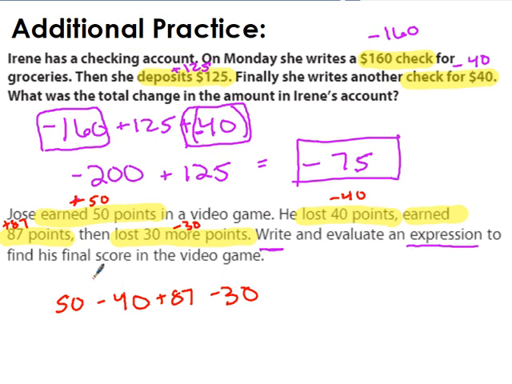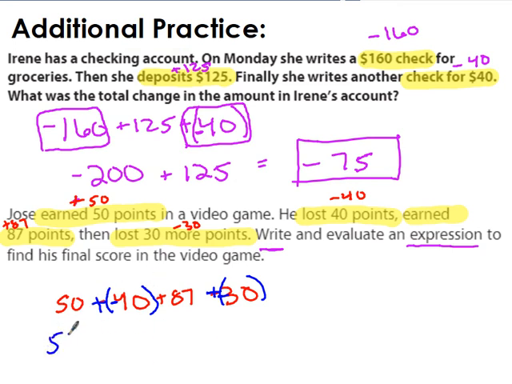So again, what I would do is combine my negatives and combine my positives. Now we could add the opposite here. So what I would do here is change all of these subtraction to addition. So if I change this to addition, that means this has to become a negative 40 because I'm adding the opposite sign. And I can also do it over here. I'm changing this to addition, which means I'm adding the opposite sign. So this is negative 30. So I have 50 plus negative 40 plus 87 plus negative 30.